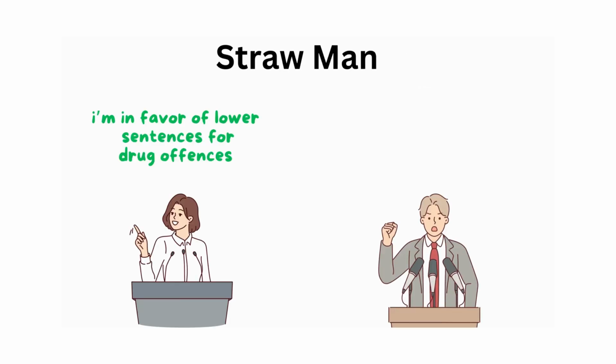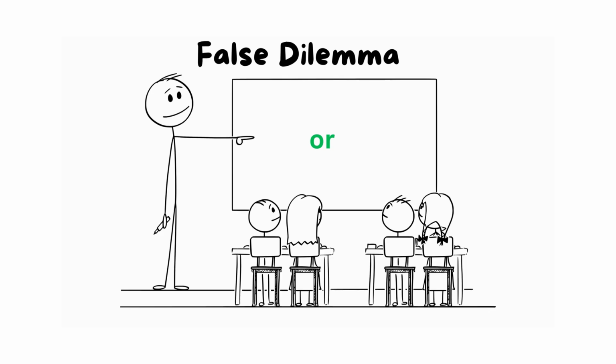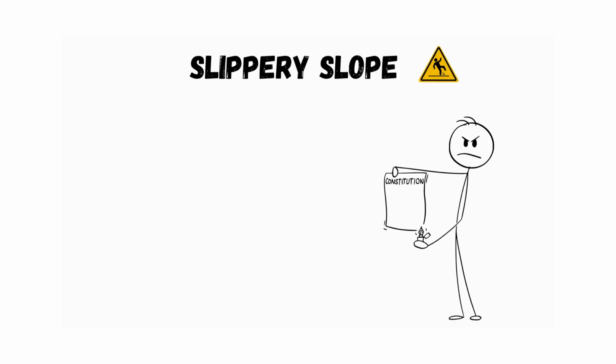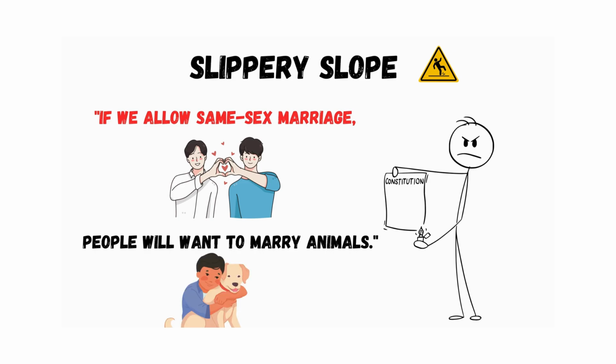Straw man. This happens when someone misrepresents or exaggerates an opponent's argument to make it easier to attack. False dilemma. This is when someone presents only two options when there are actually more available. Slippery slope. This occurs when someone argues that one action will inevitably lead to a series of increasingly undesirable consequences.